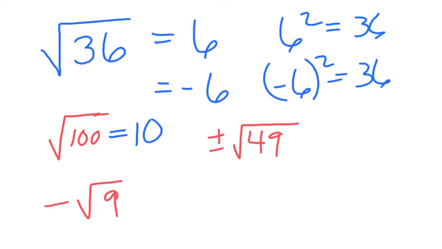So, what's the negative square root of 9? Well, that would be negative 3, because negative 3 times negative 3 makes 9. When you see it written like this, with a plus and a minus sign, it's asking you for both square roots. So, in your answer, you would say 7 and negative 7. Both of those are the two square roots of 49.